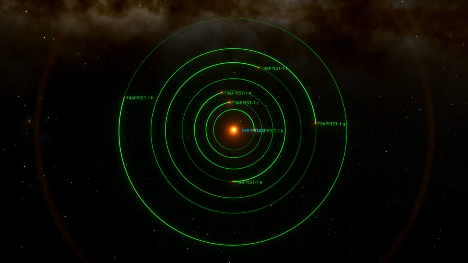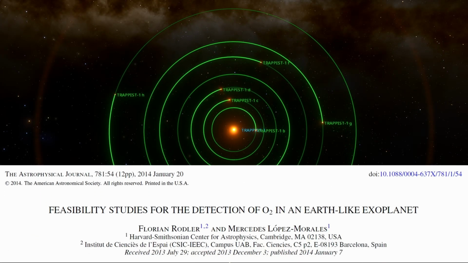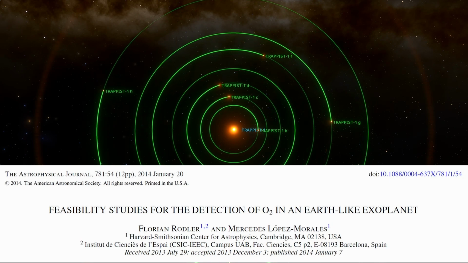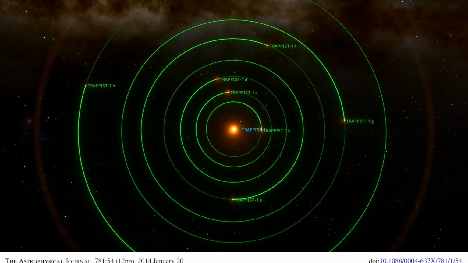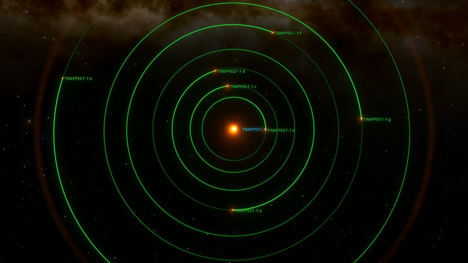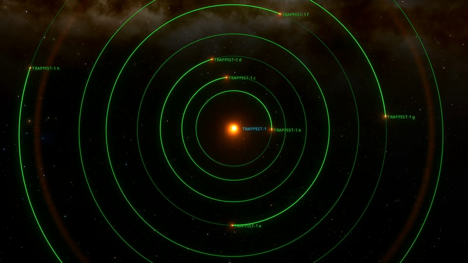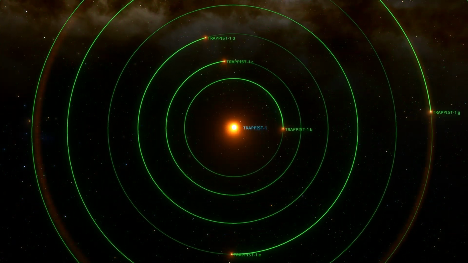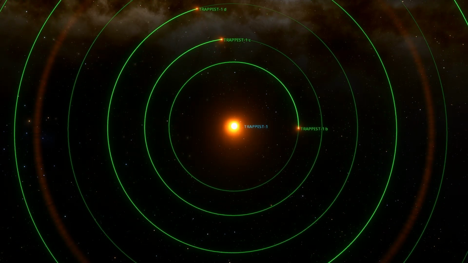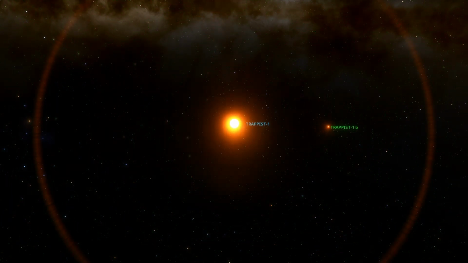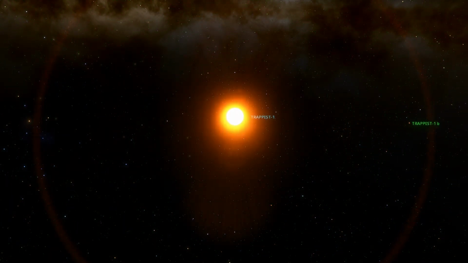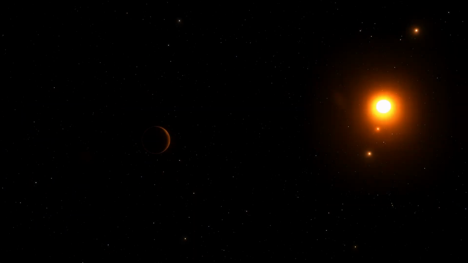Rodler and Morales released a paper in 2014 about the results of the studies they have been conducting, where with the help of simulations, they tried to gauge the effectiveness and limits of the detectability of oxygen in the atmospheres of Earth twins around low mass stars. Basically, via numerous simulations, they tried to find the appropriate values for the parameters necessary to detect oxygen in the atmosphere of the Earth twin.